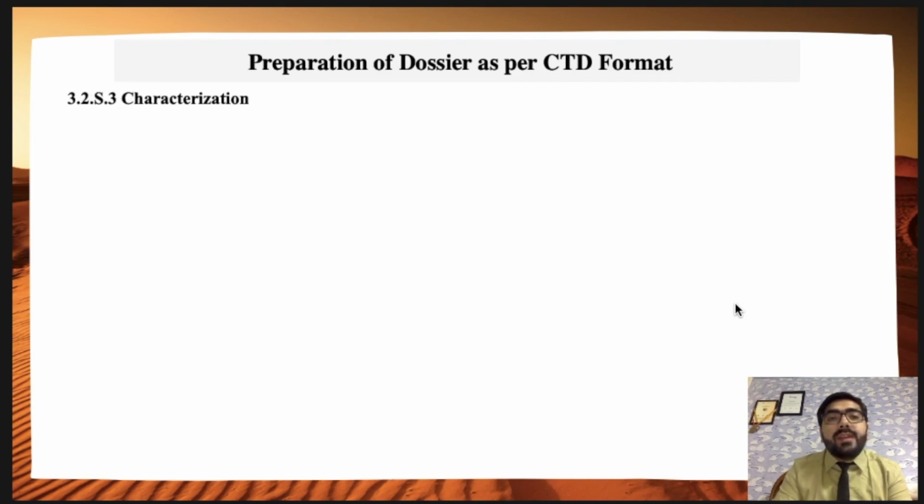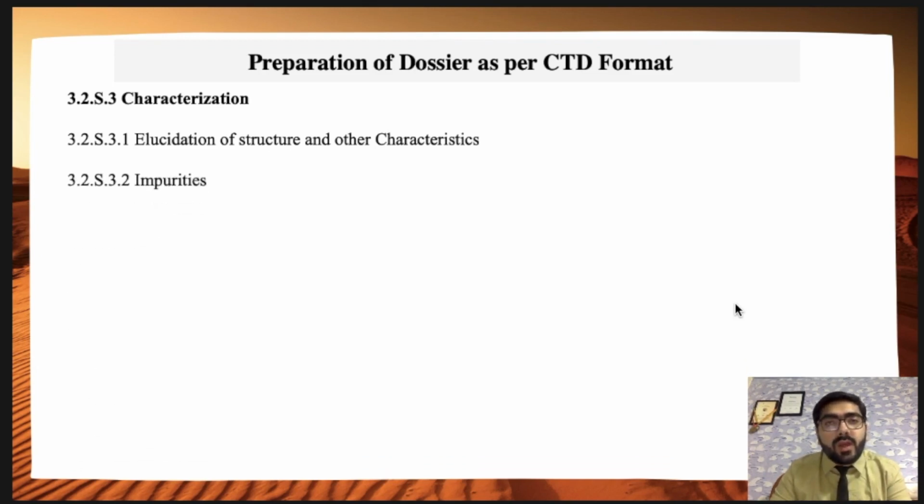Then coming to 3.2.S.3, which is characterization. Under characterization there is elucidation of the structure and other characteristics. Then impurities, because in our product there are so many impurities, we have to mention all the impurities. Okay, and then control of drug substance, which is, sorry, 3.2.S.4.